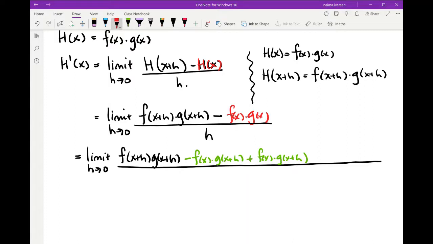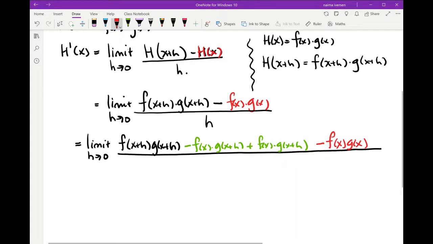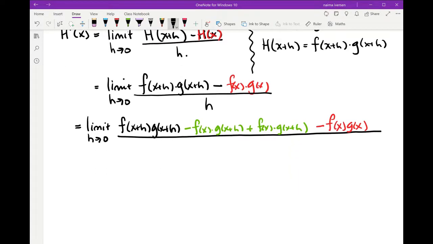Now you might think to yourself, well, why the heck am I doing that? Well, you'll see. It'll happen for you here. But the idea is that by adding and subtracting that stuff in green, you're not really changing the question. What you're doing is adding and subtracting these terms so that you can actually start grouping these things together.